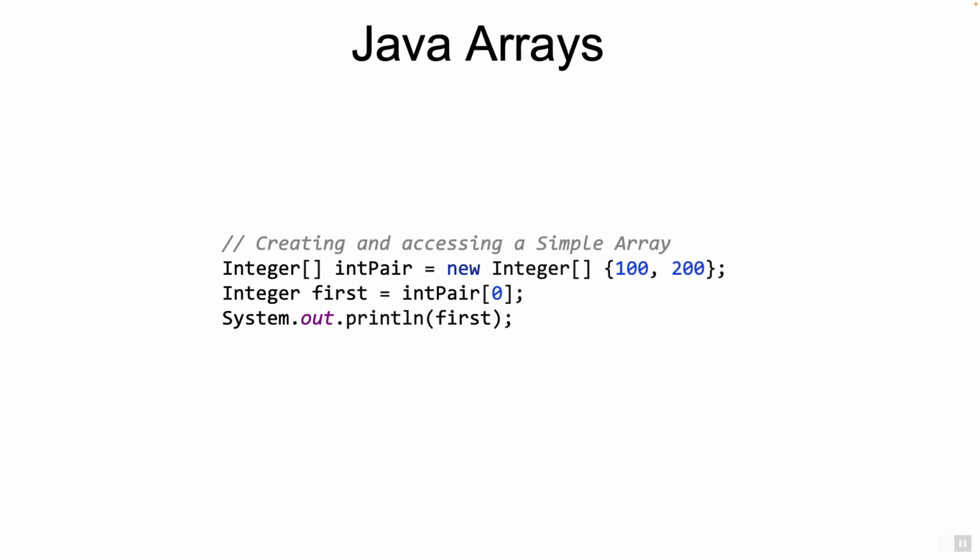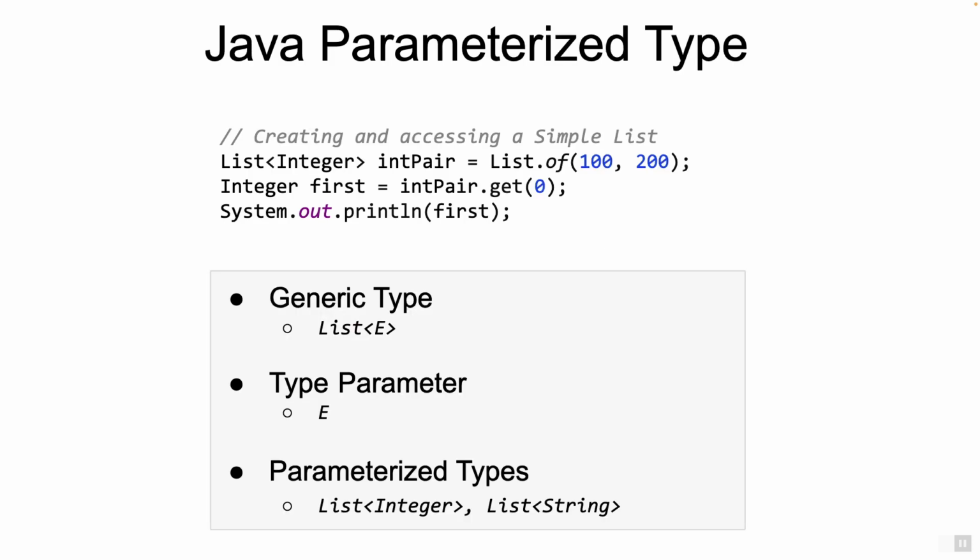Here's an example of using an array in Java. We use square brackets to denote an array. Pretty straightforward. Here's an example of using a parameterized type in Java. Here we are using List<Integer>.